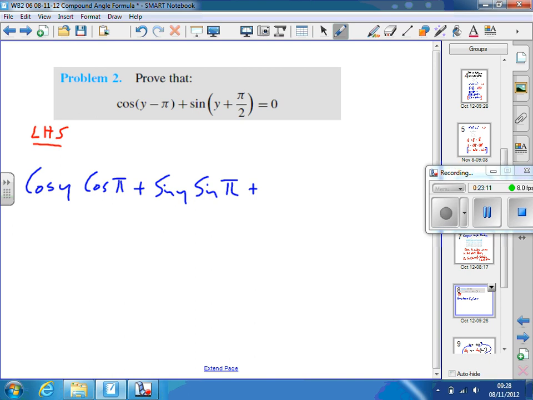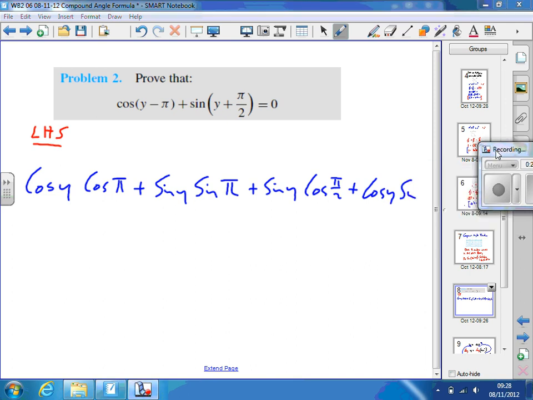Sine becomes sine cos, doesn't it? And because it's plus cos sine. So sine y cos, yeah, run out of room, pi over 2. Okay.